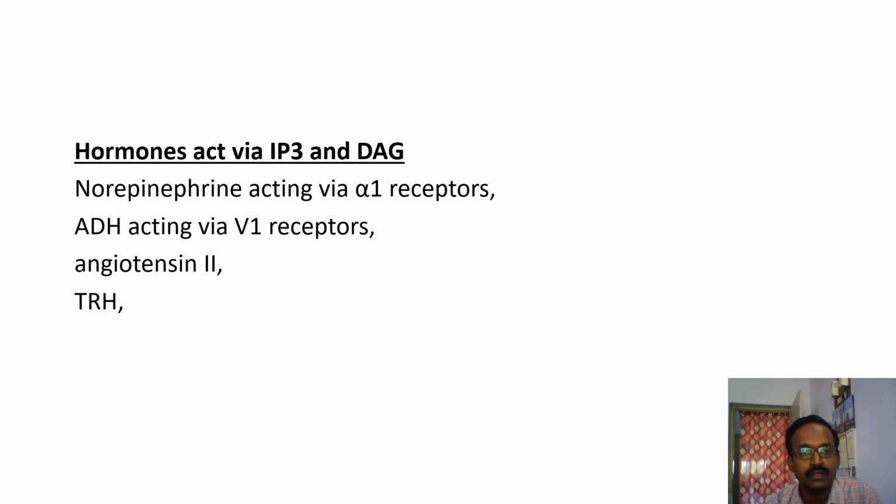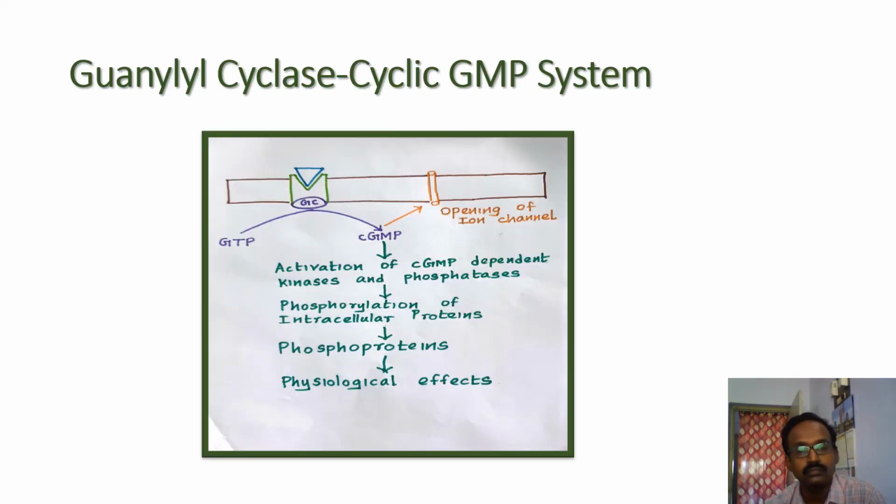Via IP3 inositol triphosphate and diacylglycerol are norepinephrine acting via alpha 1 receptors, antidiuretic hormone acting via V1 receptors, angiotensin 2, and thyrotrophin releasing hormone. These are the hormones acting through the IP3 and diacylglycerol second messenger system.